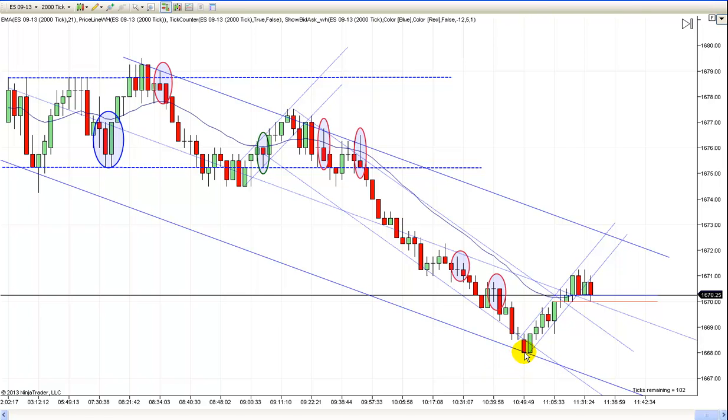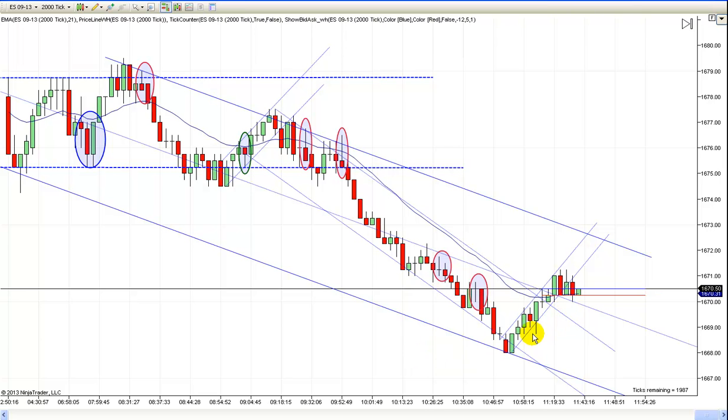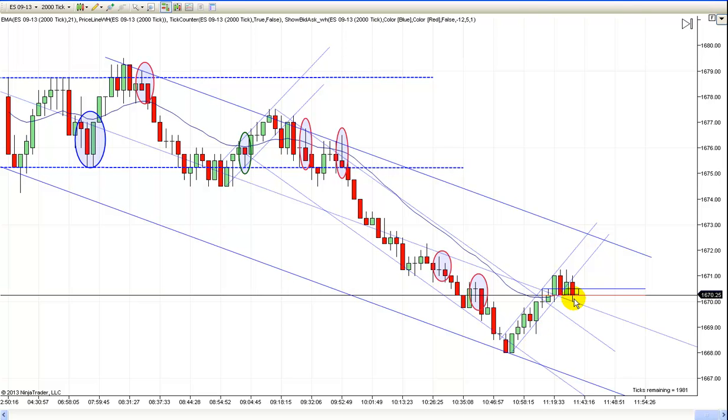And where did we bounce? To the tick, exactly the measured move. And it doesn't get any better than that right there. And I'm wondering if we're going to get a trap here. Notice we got a failed first entry, and now a failed second entry short.